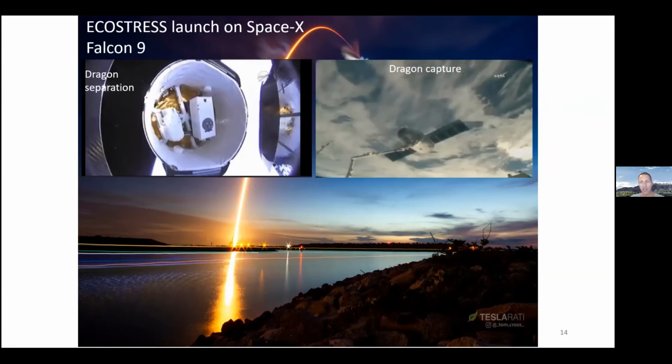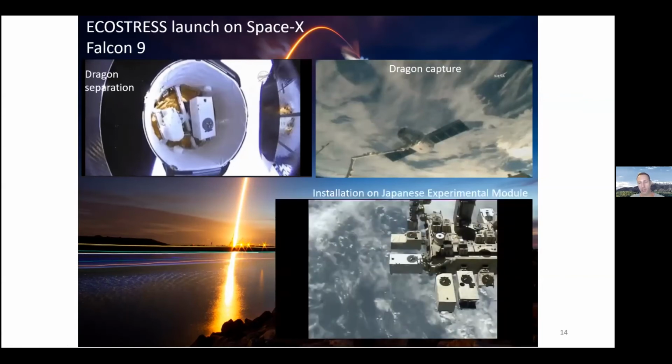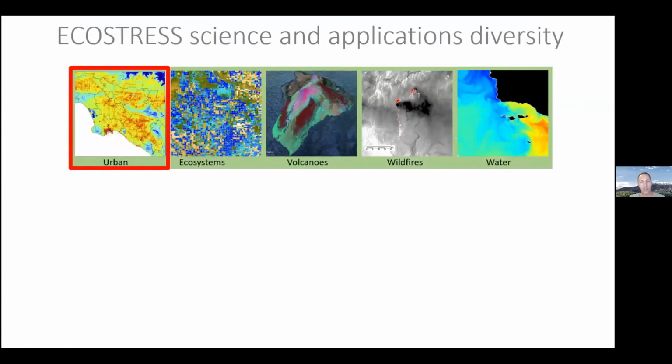This is about a day later. It was captured by the ISS and then installed on the Japanese Experimental Module along with a couple of other instruments. Ecostress is the white-looking newer box there, jutting out. This module is separated away from the main ISS solar panels and all the other stuff a little bit so that we have an unobstructed view of the Earth. And then this is the Ecostress science team, where obviously we were very happy that morning that we had a successful launch.